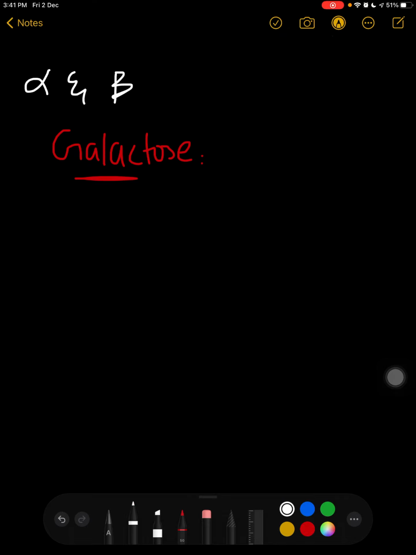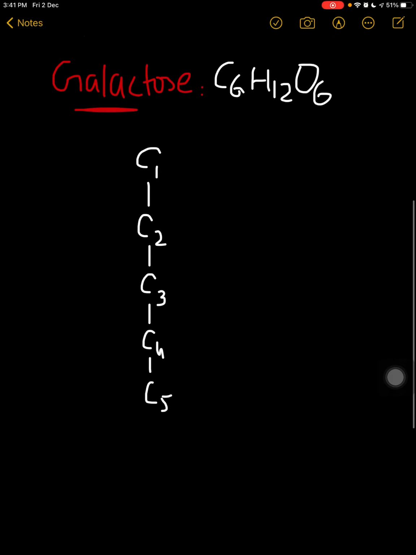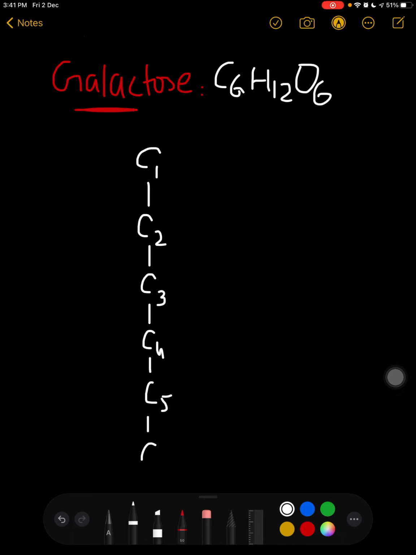Galactose formula is the same as that of glucose, C6H12O6. These both are diastereomers, these both are epimers, basically. So we have C1, C2, C3, C4, C5, and here we have C6.